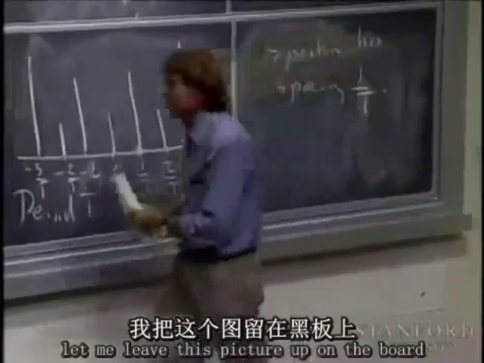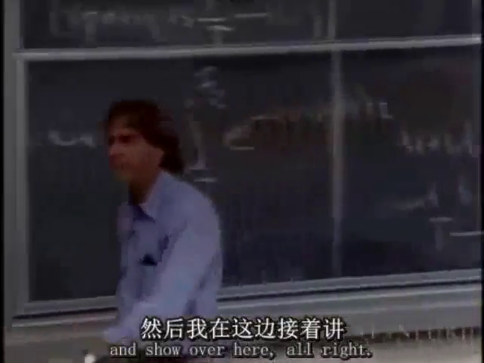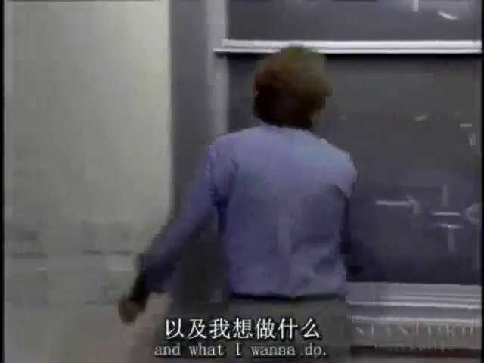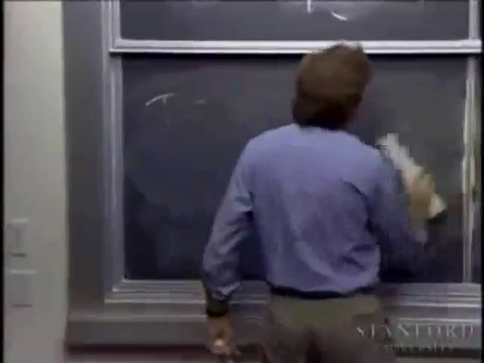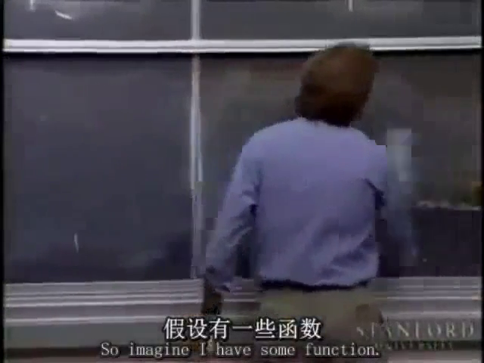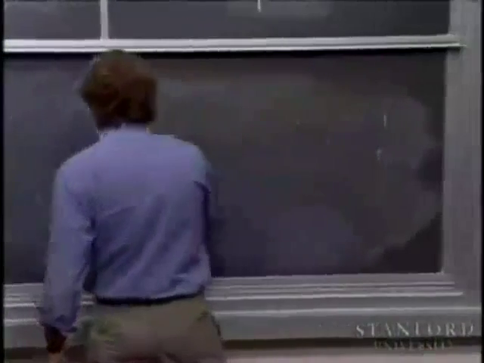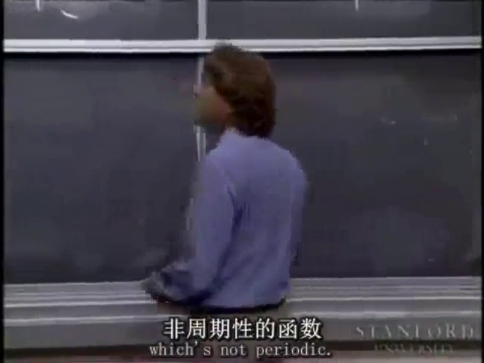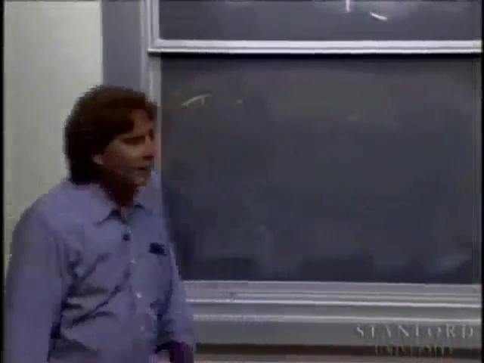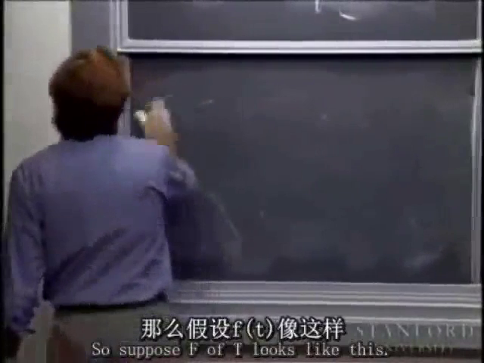And actually, let me leave this picture up on the board and show over here. All right? Let me tell you what the setup is going to be and what I want to do. So imagine I have some function which is not periodic. But suppose it's finite in extent. So suppose f of t looks like this.